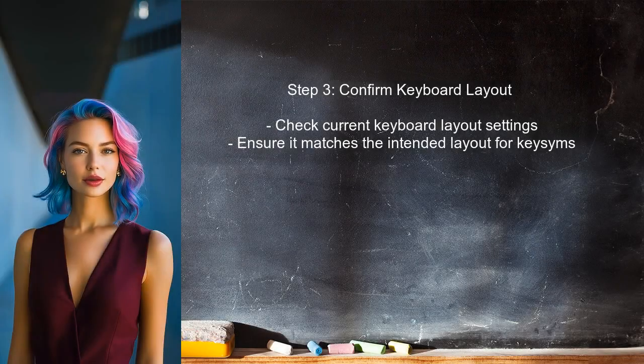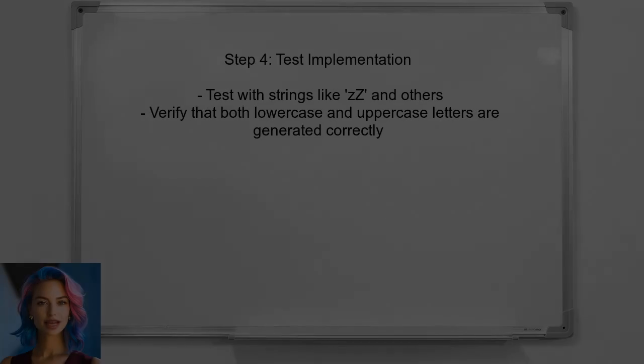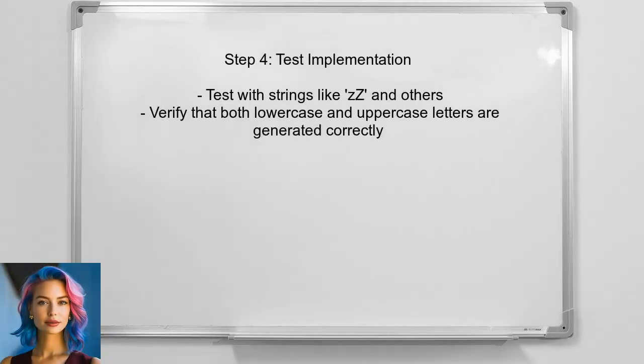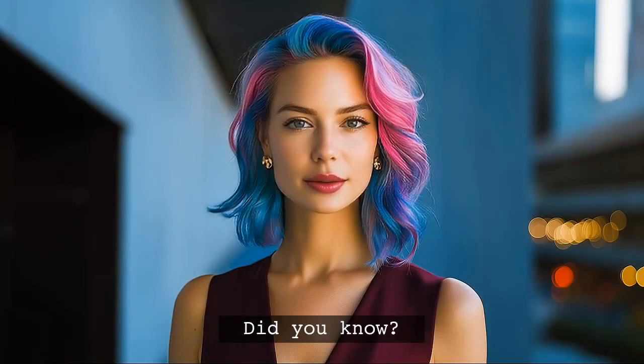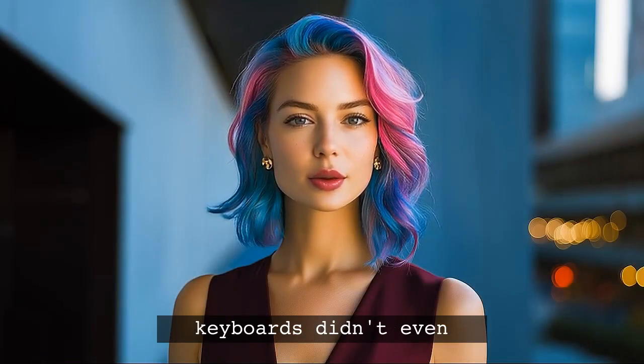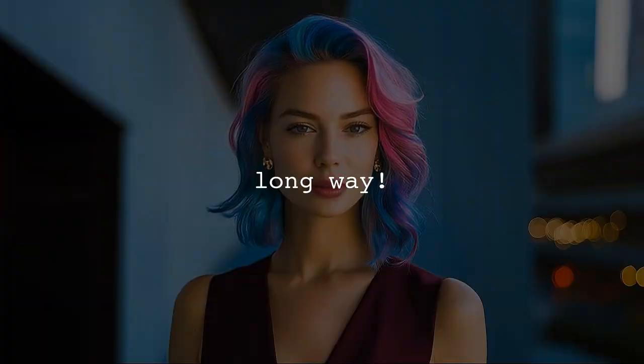Additionally, the user should confirm that the keyboard layout is correctly set for their environment. This is crucial because different layouts can affect how key sims are interpreted. Finally, the user should test the implementation with various strings, including both uppercase and lowercase letters, to ensure that the key presses are being emitted correctly. Did you know? The first computer keyboards didn't even have a shift key. We've come a long way. But sometimes the basics can trip us up.